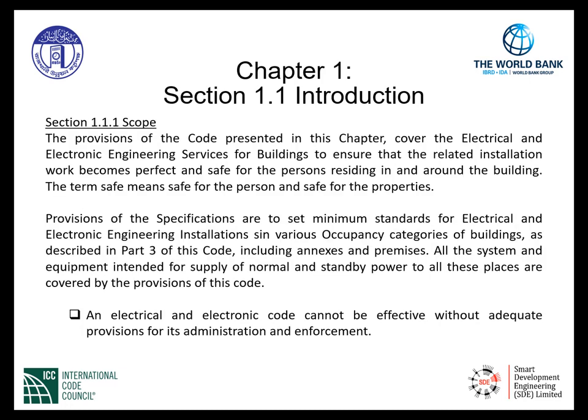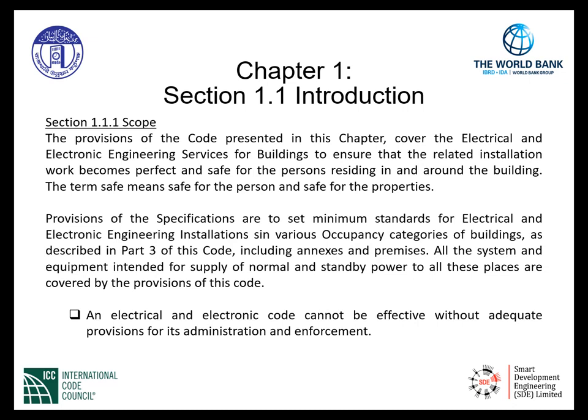Chapter 1, Section 1.1, titled Introduction. Section 1.1.1, Scope, indicates the provisions for the code requirements. The provisions of the code presented in this chapter cover the electrical and electronic engineering services for buildings to ensure that the related installation work becomes perfect and safe for the persons residing in and around the building. The term safe means safe for the person and safe for the properties.